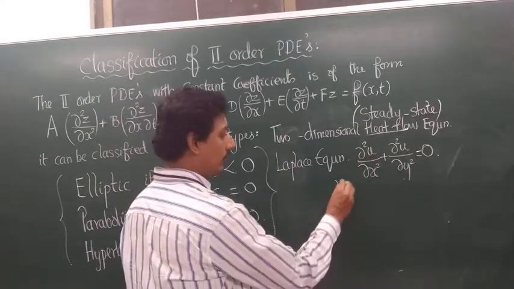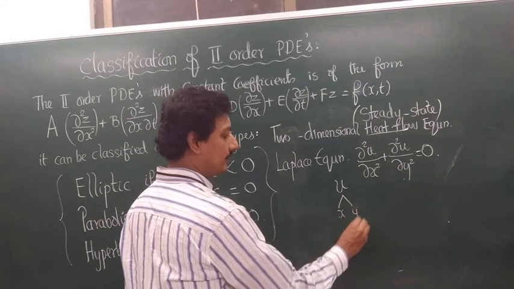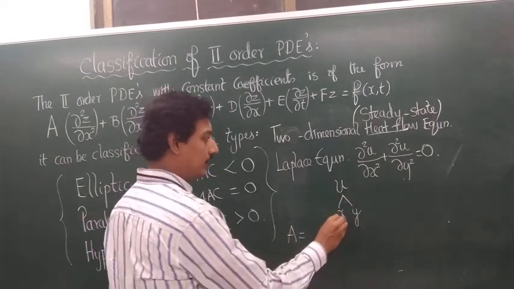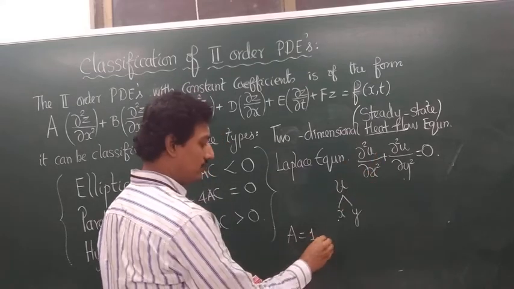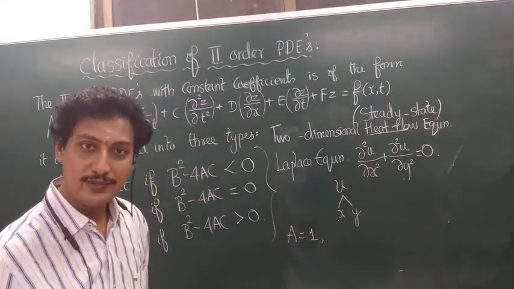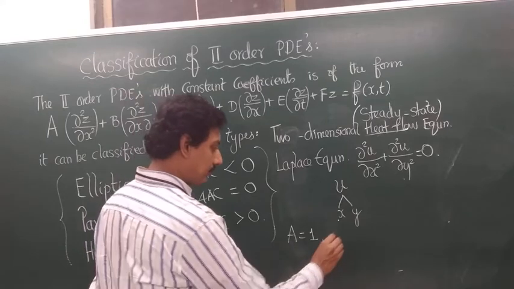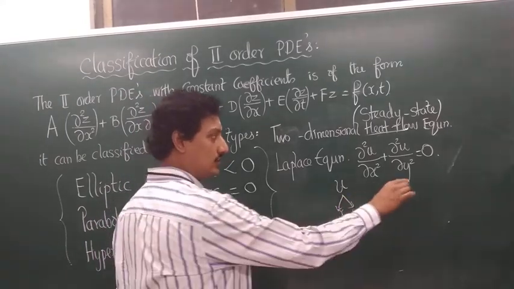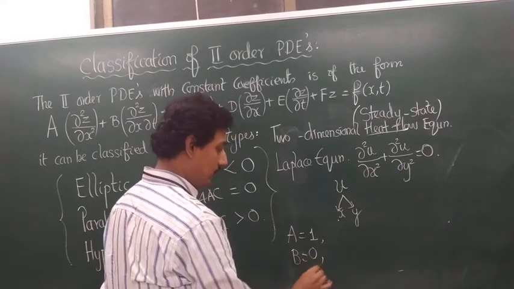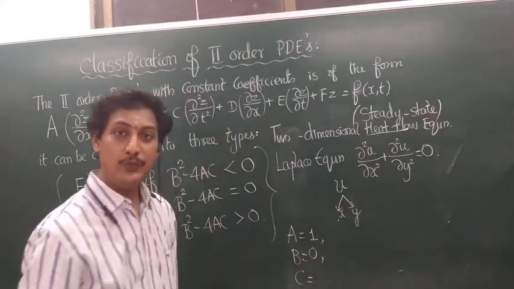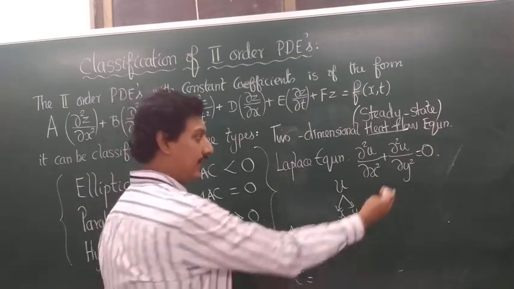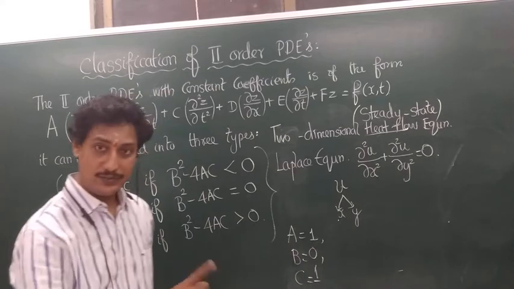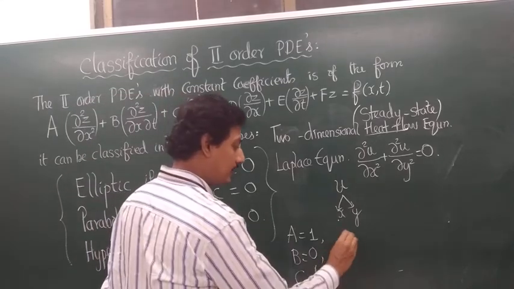Here u is a function of x and y. So what about capital A now? Capital A is u with respect to x 2 times. The coefficient of ∂²u/∂x² is 1. What about B? B is u with respect to x 1 time and y 1 time, but there is no such term present here. So 0. What about C? C is u with respect to y 2 times. The coefficient of ∂²u/∂y² is 1. So A is 1, B is 0, C is 1.